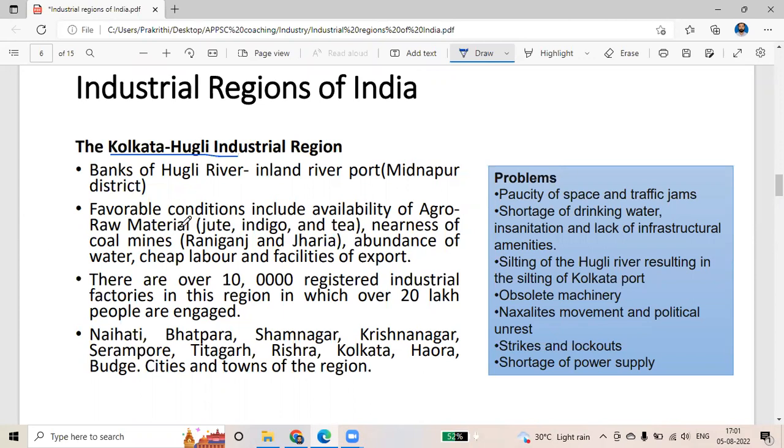Favorable conditions include agro raw materials. What will there be? Jute, indigo and tea. Nearness to coal mines, Raniganj, Jharia, and many more. Then abundance of water, cheap labor and facilities of export. This is one of the major factors. There are facilities for export. Since it is the Hooghly River, ships come deep inside, to the mainland, so it is easy to take the cargoes.